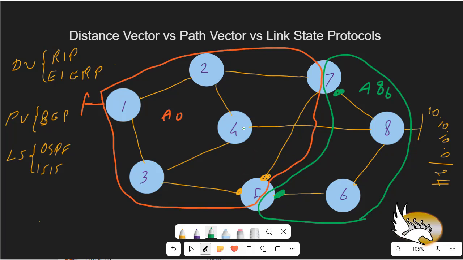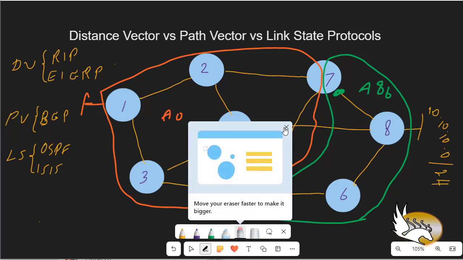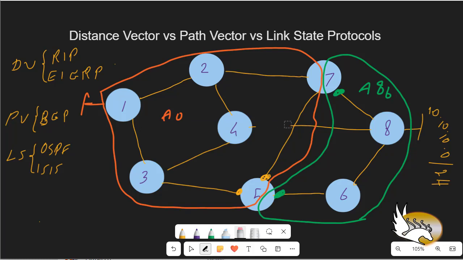And also the link between 4 and 8 should be treated the same, but let me just erase it. I don't really want it to be here. And that's not a clean removal, but whatever.